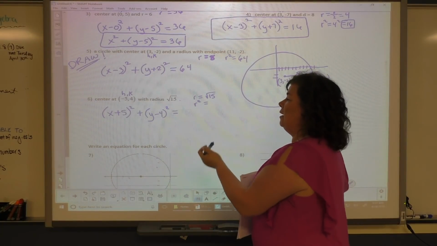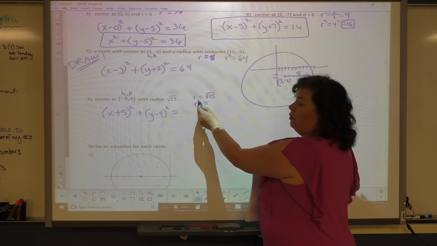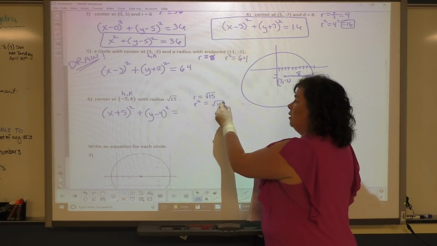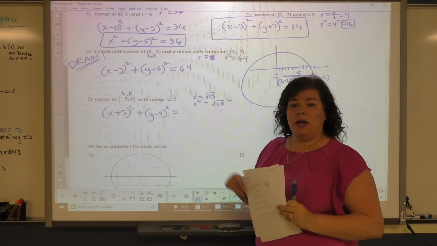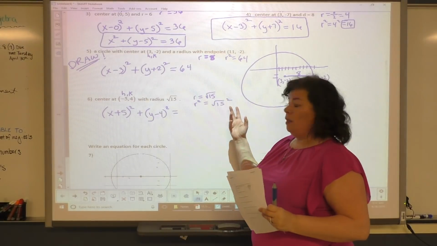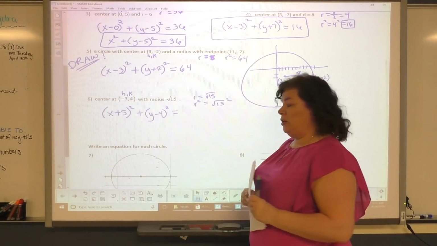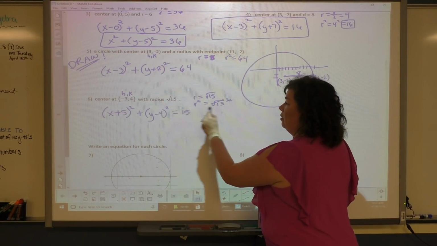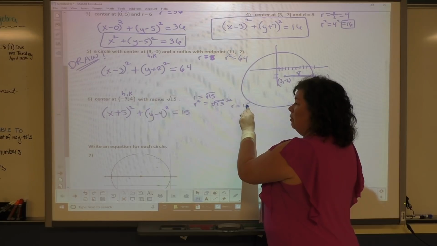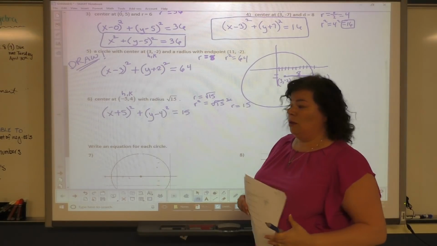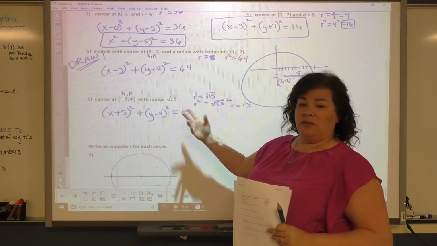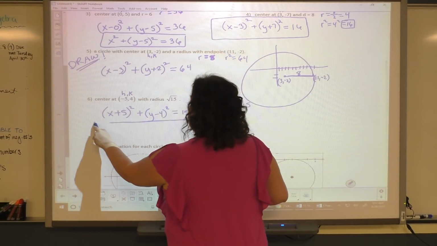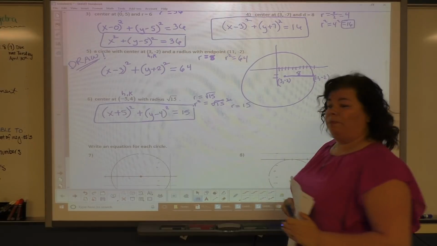We're basically saying, if you're going to square the r, what you do to one side, you have to do to the other. Well, what's the square root of 15 squared? Remember, they're inverse operations, so they cancel each other out, and you're just left with what was underneath the radical. So it's just 15. So our radius squared is just 15. So this is our answer to our equation.